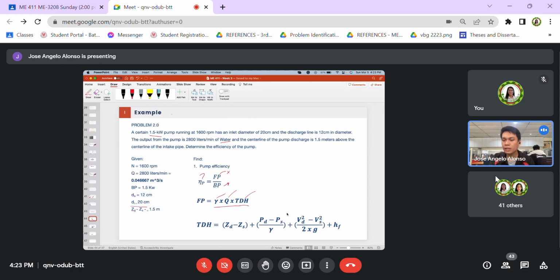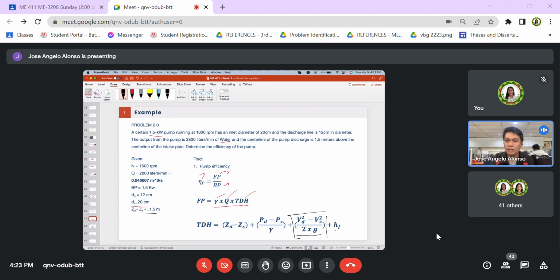For total dynamic head, since hindi binigay si total dynamic head sa problem, pero binigay naman yung ibang parameters such as elevation head, difference in elevation head, which is 1.5 meters, diameter ng suction, diameter ng discharge. So there will given naman si volume flow rate. So makukuha natin ang difference in velocity head ng suction discharge.